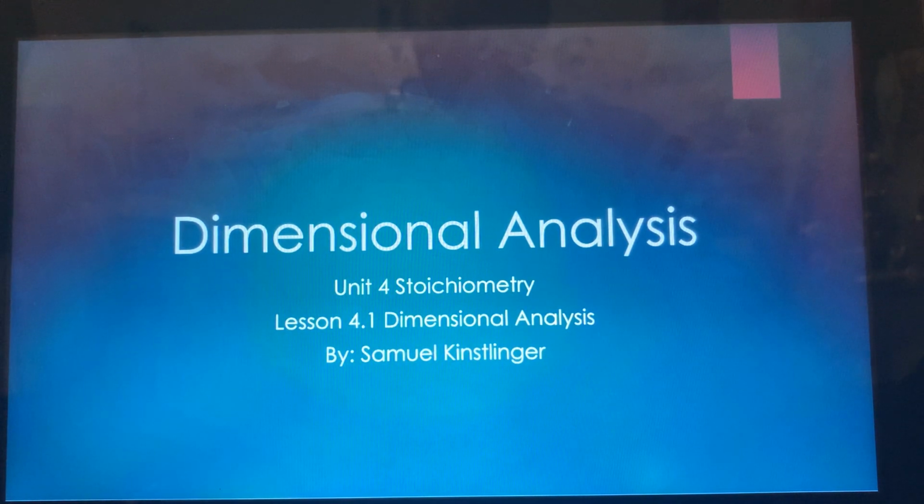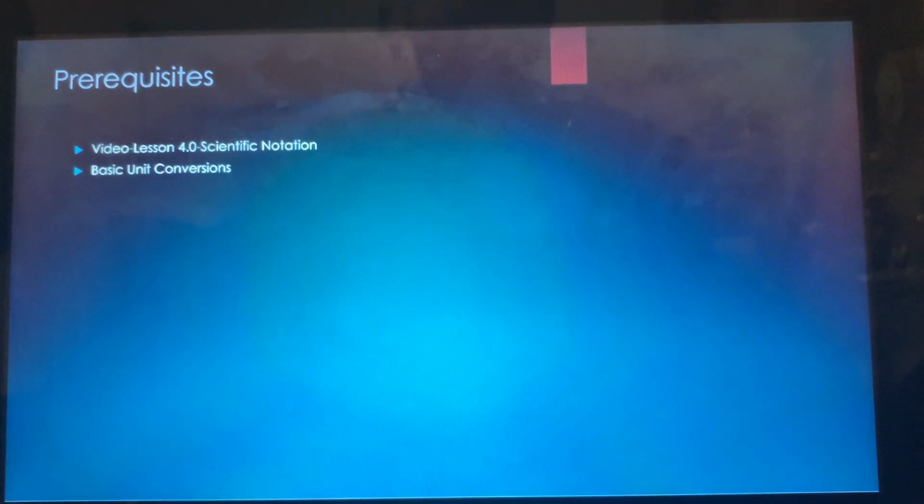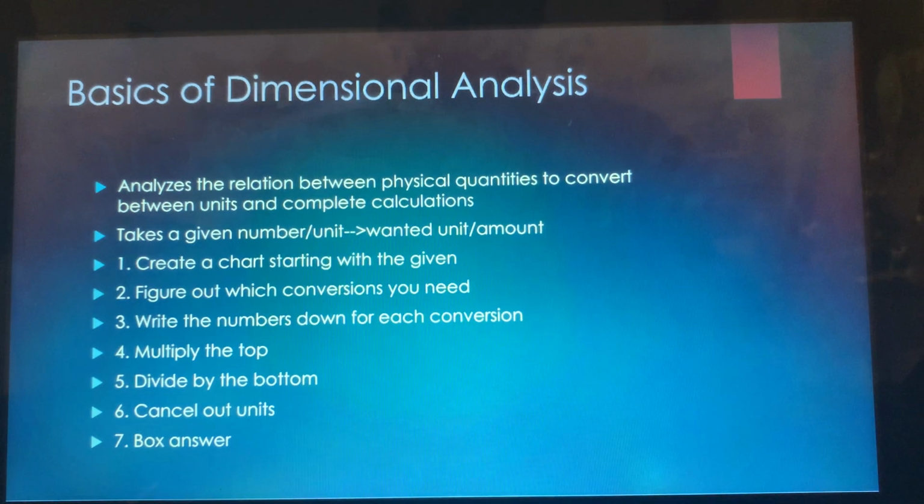Today, in the topic of chemistry in Unit 4 Stoichiometry, we will be learning about Lesson 4.1, Dimensional Analysis. Now, what are the prerequisites? Learn about basic unit conversions like feet and inches, different weights, milliliters, all those different ways we measure quantities, and learn about the metric system, which the rest of the world uses, and the imperial system, which pretty much only America uses. So, yeah.